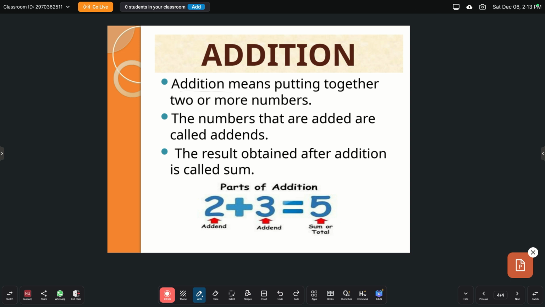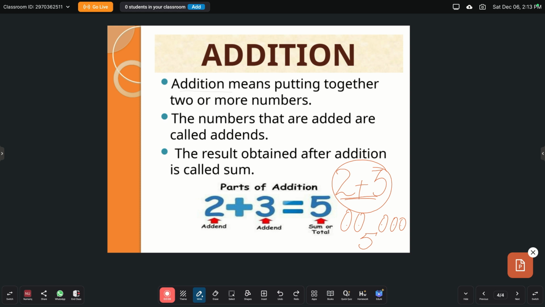For example, I have two apples. And my mother gives me three more apples. Now, how many apples do I have in total? I was having two apples. My mother gave me three apples. So how many apples do I have in total now? I will count these two apples and then these three. This is 1, 2, 3, 4 and 5. So I have 5 apples in total.